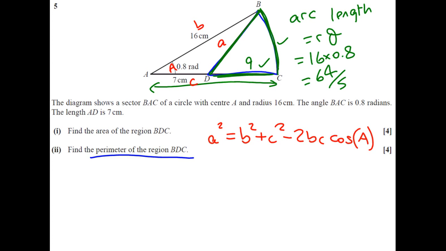Okay, so we put this into our formula, missing length a, b squared, which is 16 squared, plus 7 squared, minus 2 times 16 times 7, cos of 0.8, still in radians. Going to work out this right hand side in the calculator. Just type in what's on the right. Try not to make any errors.